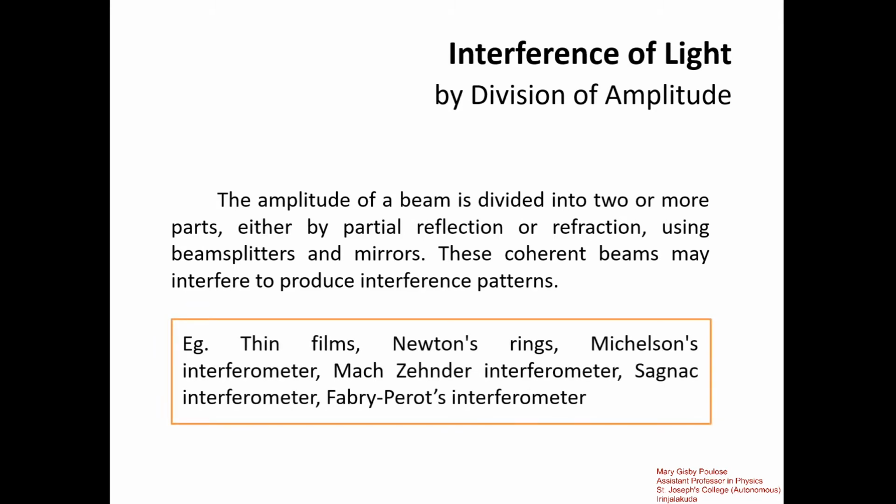This is achieved in experiments such as the thin film experiments, then the Newton's rings experiment, the Michelson's interferometer, Mach-Zehnder interferometer, Sagnac interferometer, Fabry-Perot interferometer, etc. In this chapter, we will look into the interference of light by division of amplitude in thin films, Newton's rings, air wedge, and just see what is Michelson's interferometer.